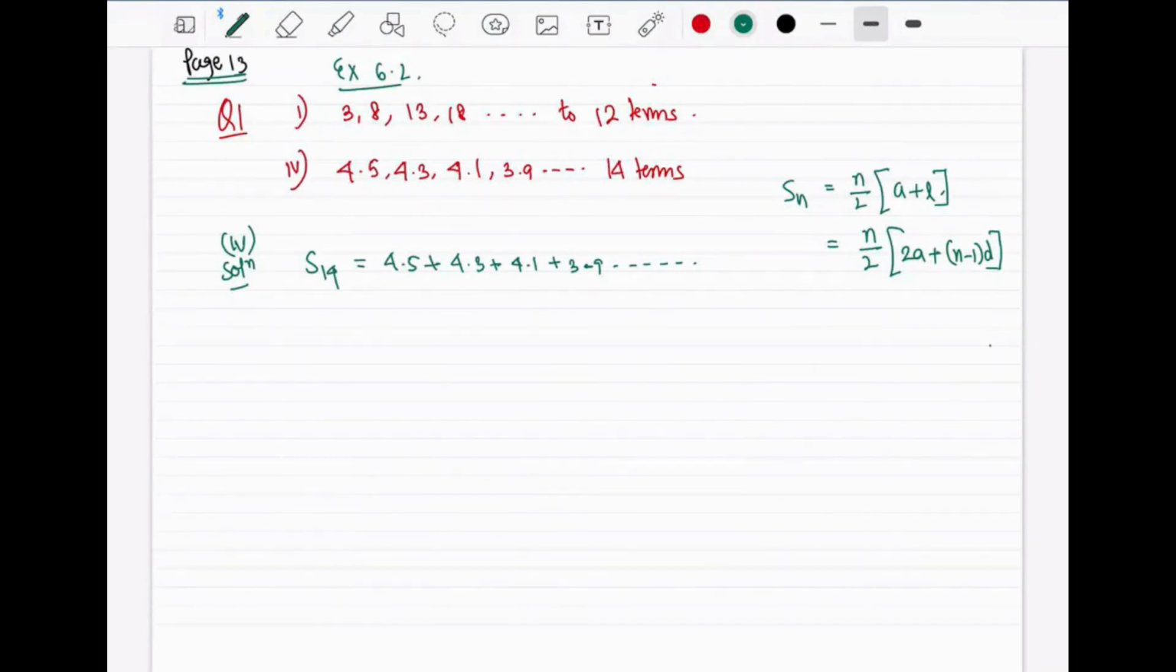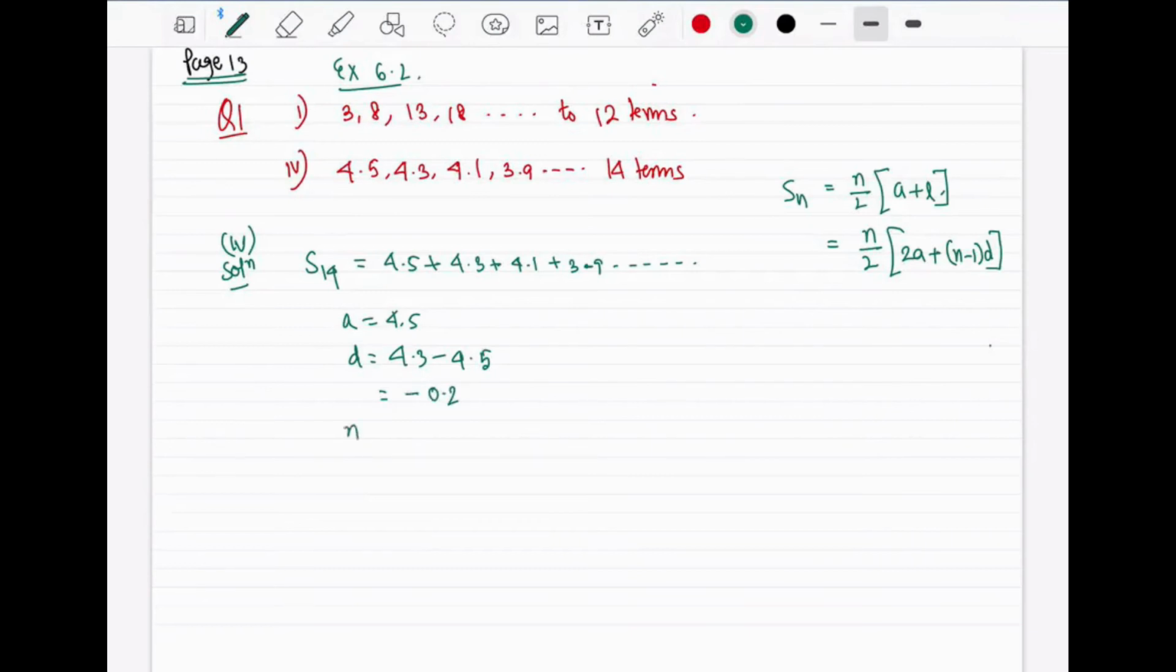That's indicating continuance. What is a here? a is 4.5. What about d? You subtract this and this. Don't subtract the smaller from the bigger, okay? You have to subtract this from this, as you remember from the first and second class. So we will subtract 4.5 from 4.3. Sorry. So this is minus 0.2.